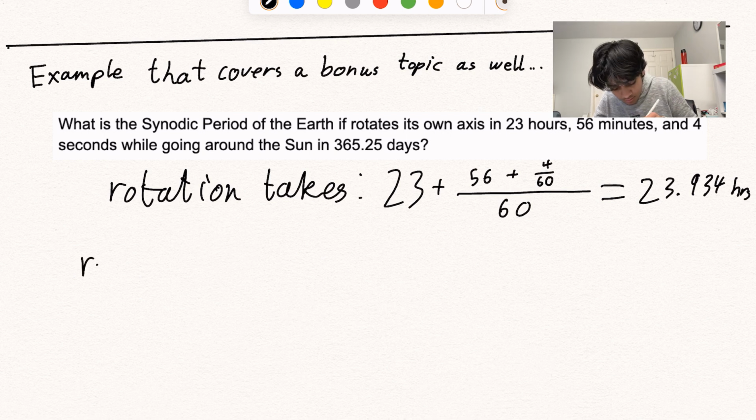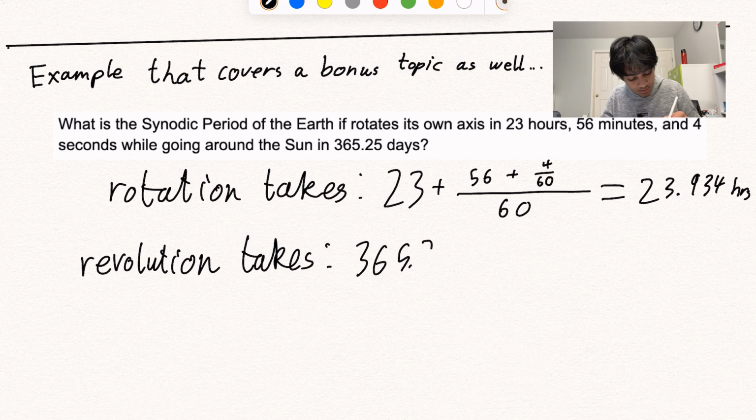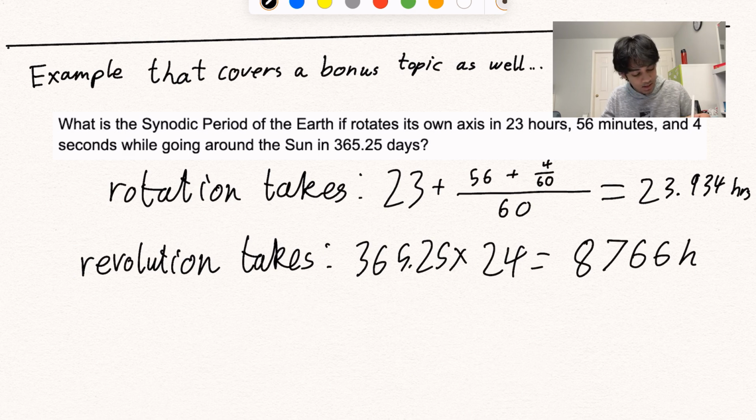So now a revolution takes how long? And the difference between a rotation and a revolution: rotation is around its own axis. Revolution is around the sun, giving you a full year. This one will take 365.25 days into hours. From my calculator, we get 365.25. So the number of days times hours in a day gets us 8,766 hours in a year.